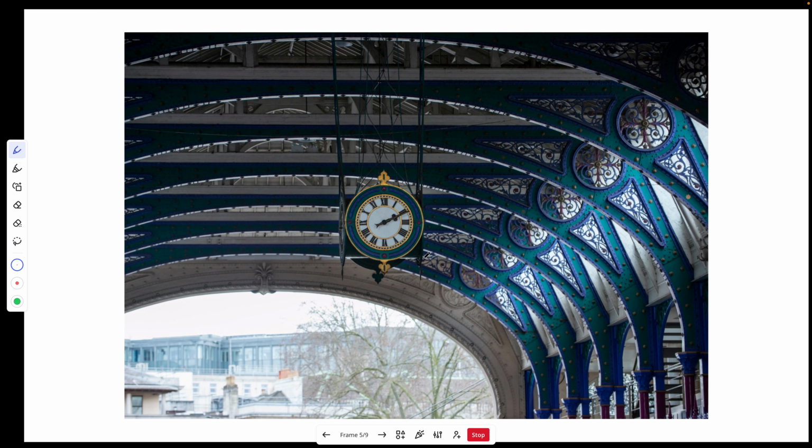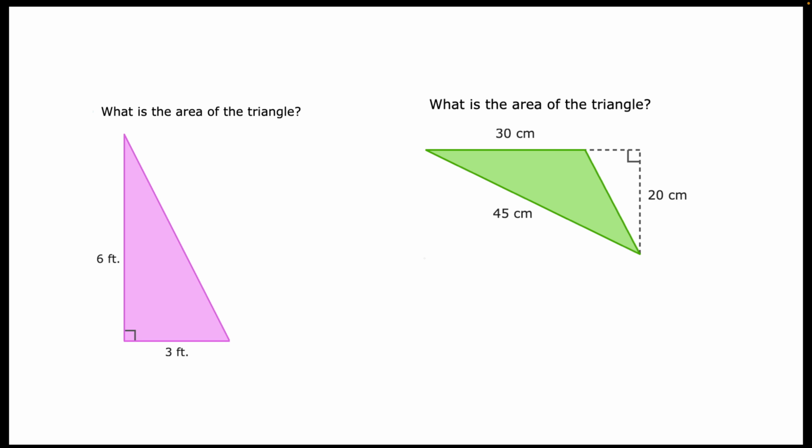All right, here's our cool clock for today, which means that it's time for you to practice what you just learned. Go ahead and pause the video and try these two problems on your own. And when you're ready, you can unpause the video and we'll check your answers.